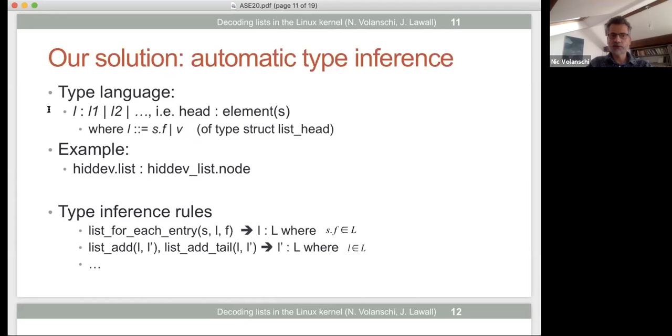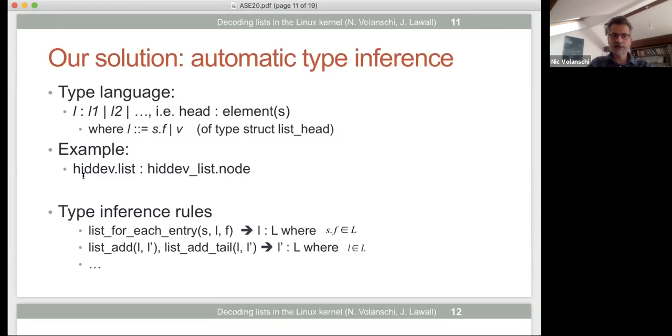The solution we propose is to automate this manual inspection using type inference. And for that, we propose a small type language associating heads of lists to the possible elements. We write this, that the list L may contain elements of type L1, L2, and so on, where each variable of kind L may be either a field of the data structure or a name of a variable of type list head. For example, in our case, we can compute the type that hitdef.list contains elements of hitdef of kind hitdef.list.node. This exposes all the type information of the list.